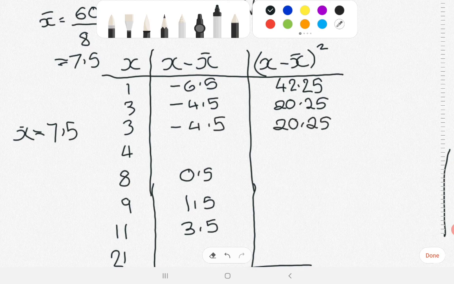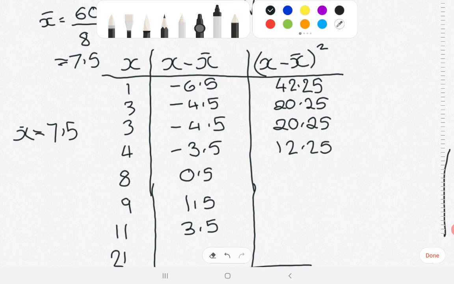Okay, the next one is 4. So 4 take away 7.5 is minus 3.5. And then I square that, and I get 12.25. Okay, then you can check the next 3 if you want.